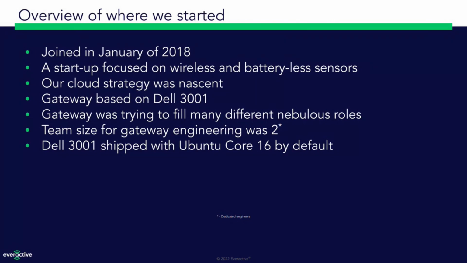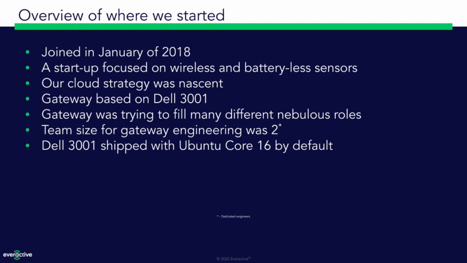So when I joined Everactive in January 2018, Everactive is a startup focused on wireless and batteryless sensors. We were sort of just starting to deploy our gateways after some development. Our cloud strategy at the time was nascent, so the gateway was going to be asked to do a lot of sort of nebulous roles that we ended up discarding. At the time, we were using an x86-based box made by Dell. It's the Model 3001.